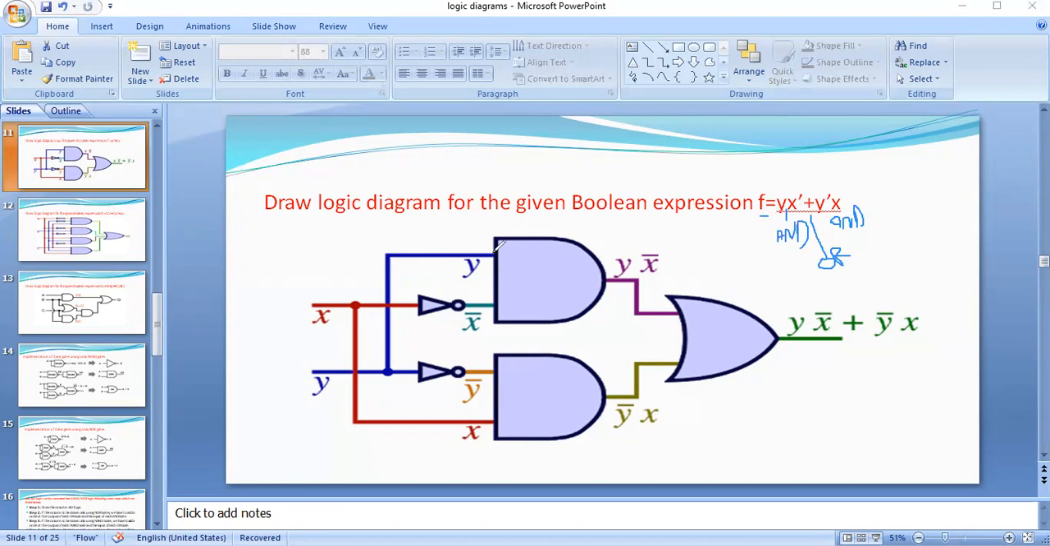See here, I'm taking one AND gate. For this AND gate, Y is one input. What is the other input? X bar. So what is the output? Y dot X bar. In a similar way, Y bar dot X. After that, you give these two product terms as input to the OR gate. So we get the output function F.